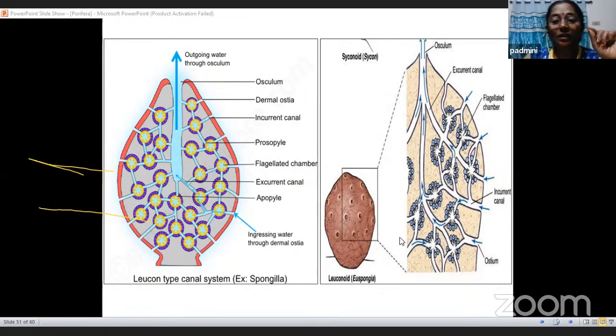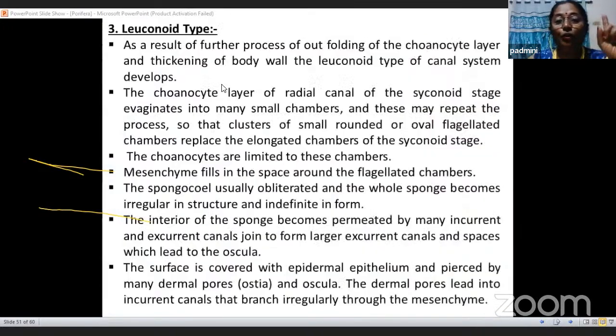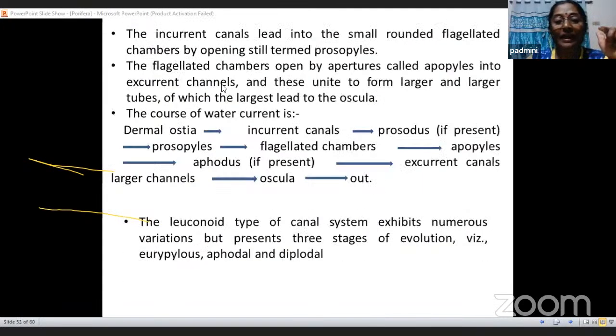Any doubt in this? From the dermal ostia, the water enters the incurrent canal. From the incurrent canal, it goes into the prosopiles. From the prosopile, they open into another chamber. From there, the choanocytes help the water to be thrown out into the apopyles. From the apopyles, it goes into the spongiocele. From the spongiocele, after the food has been captured, the whole thing is thrown outside through the osculum. So that is the leuconoid type of canal system.